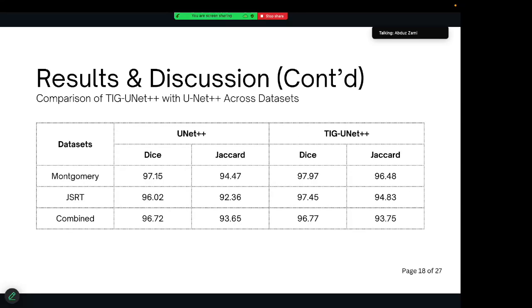Here is a comparison of our TIG-UNet++ with the traditional UNet++ architecture, and you can see that our TIG-UNet++ achieved better performance than the UNet++ architecture in all the data sets shown here, and this actually proves the effectiveness of the thresholded image passed lately to the UNet++ architecture.